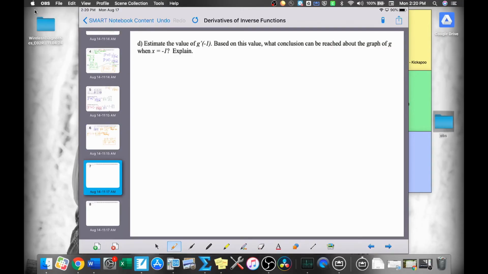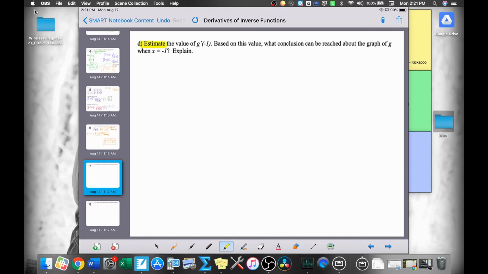Part D asks us to estimate the value of g prime of negative 1. Notice that we don't have any x values of negative 1 in our table, so we don't have a value for g prime when x is negative 1. Based on this value, what conclusion can be reached about the graph of g when x is negative 1? Well, again, here's the key word in this problem. It says to estimate, right?